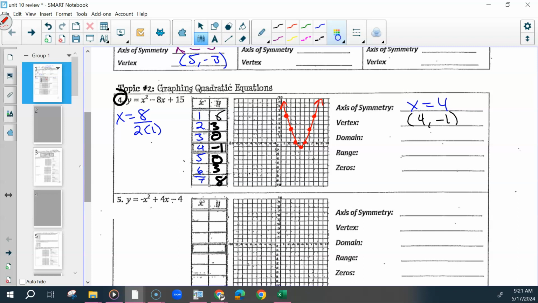Domain is your x values left to right. What's your furthest point to the left? What's your furthest point to the right? This keeps going up and left, up and right, so it's all real numbers, or negative infinity to infinity. Put whichever one you remember.